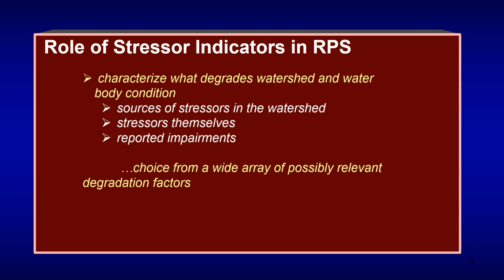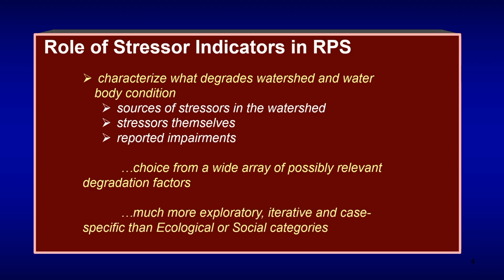But something else also distinguishes the role of the stressor category in RPS. Of the three indicator categories, the stressor category is much more exploratory and iterative than the other two. After initial indicator choices for a screening, the ecological and social categories are usually static, but the stressor category is where the RPS user typically explores the possibilities by varying indicator choices and weighting among several different options to see what each one may reveal in a series of screening iterations.